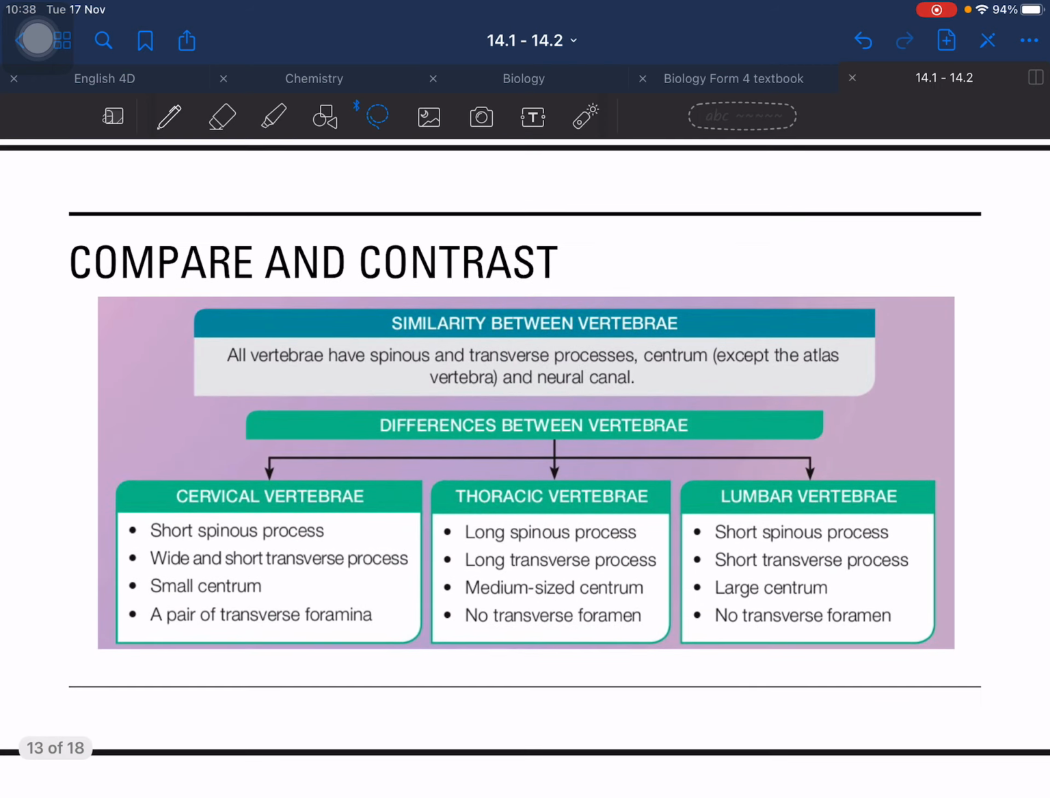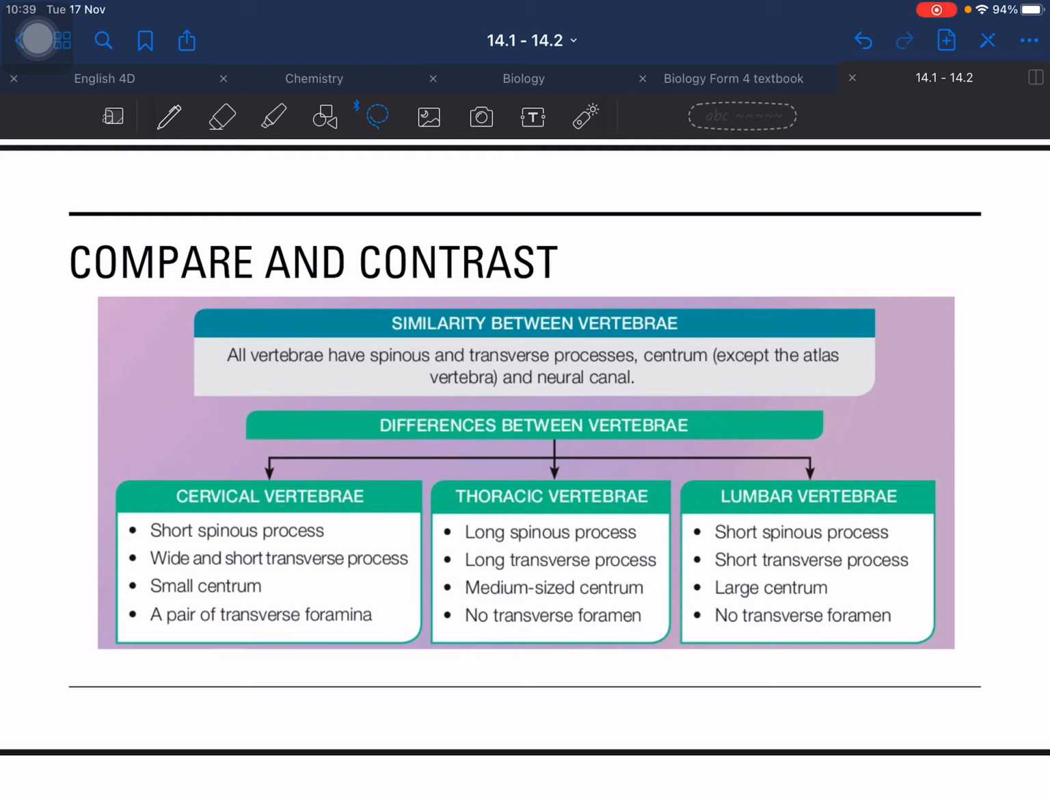Next, we will compare and contrast. This is a direct copy from your text, page 269. Similarities between vertebrae would be that they all have spinous and transverse processes, a centrum, and a neural canal. So like I said, there is no centrum in the atlas vertebra to accommodate the connection of the brain to the spinal nerves.